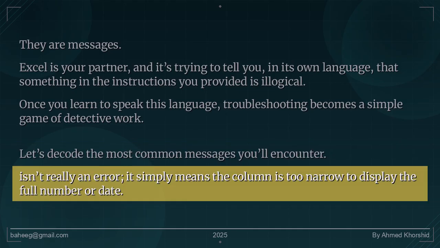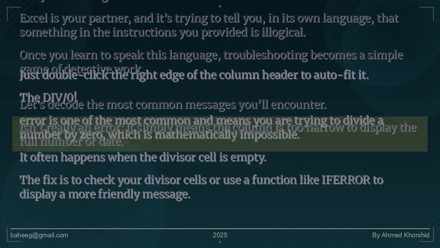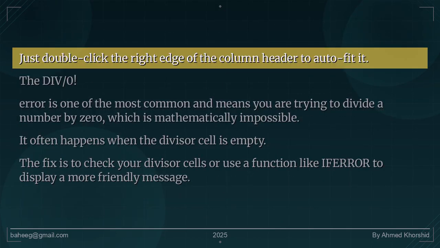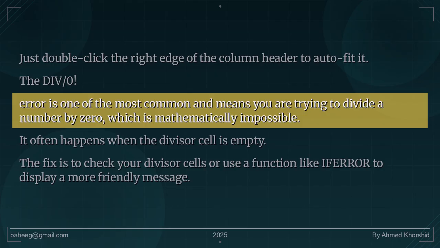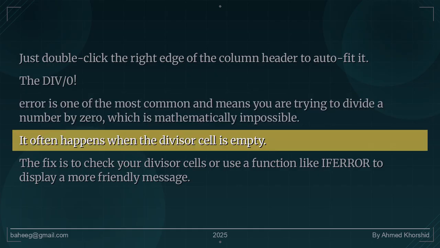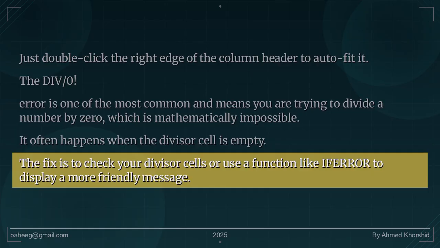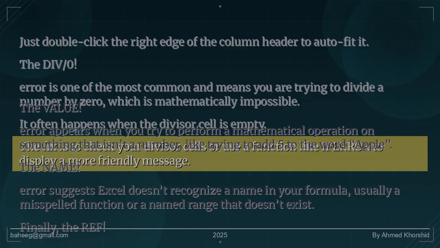#### isn't really an error, it simply means the column is too narrow to display the full number or date. Just double-click the right edge of the column header to auto-fit it. The #DIV/0! error is one of the most common and means you are trying to divide a number by 0, which is mathematically impossible. It often happens when the divisor cell is empty. The fix is to check your divisor cells or use a function like IFERROR to display a more friendly message.